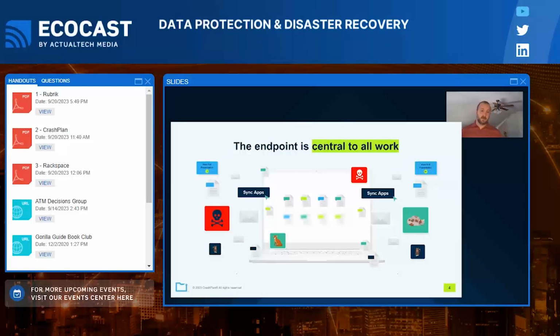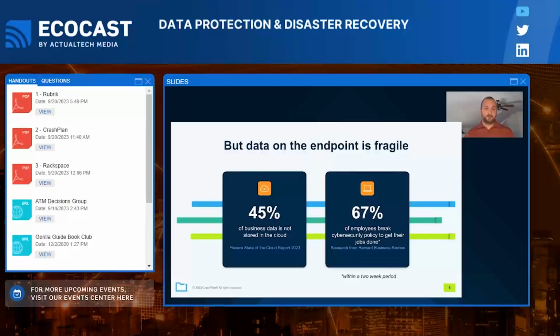So the data and the endpoint is fragile. 45% of your business data is not stored in the cloud. So that means the only copy of that data is sitting on your Windows laptop, desktop, or your Mac. Think about that. You have a single copy of it that's not stored anywhere else.